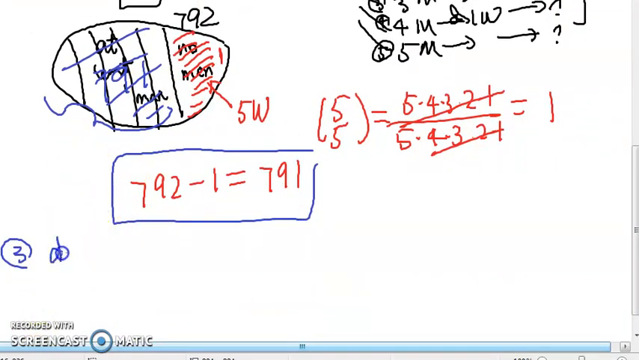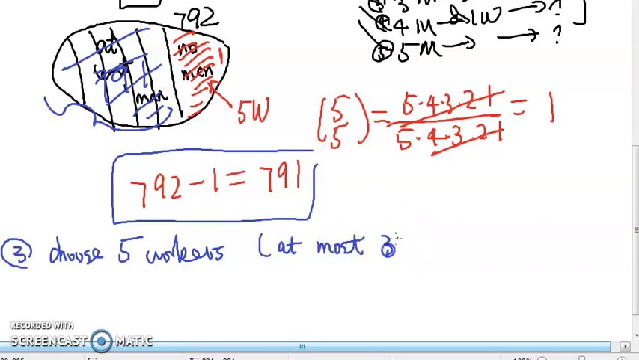So we still choose 5 workers, but we want to contain at most, say, 3 women. Okay, at most 3 women. If we do cases, that means we have at most 3 women. You could have 3 women, 2 women, 1 woman, or no women.